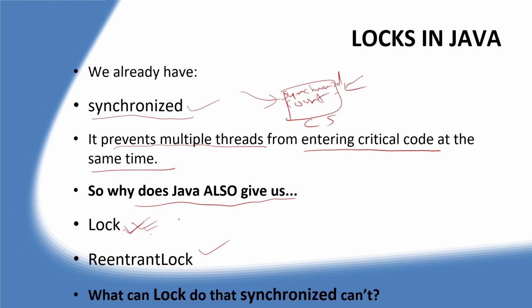Explicit locks provide capabilities that synchronized does not provide directly, such as attempting to acquire a lock without waiting forever, interruptible lock acquisition, and configurable fairness with certain lock implementations. So these are the features of lock and ReentrantLock.